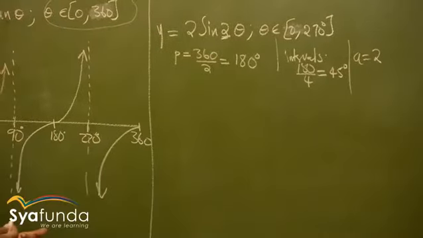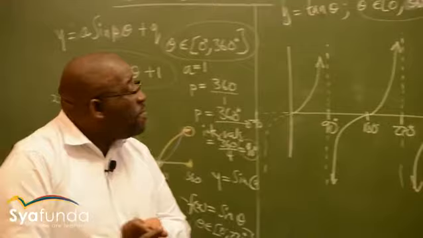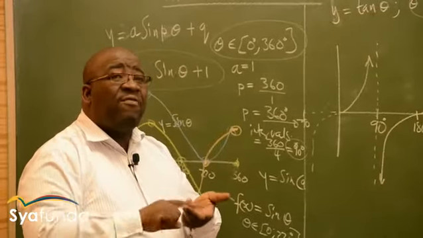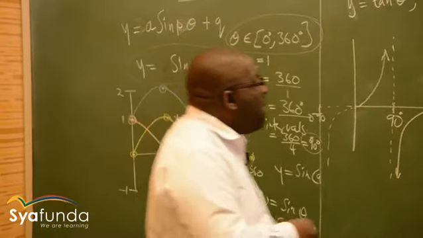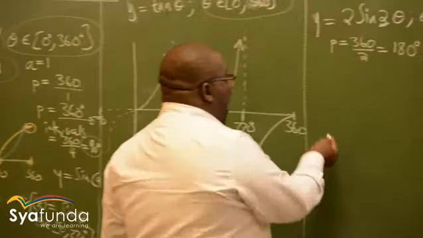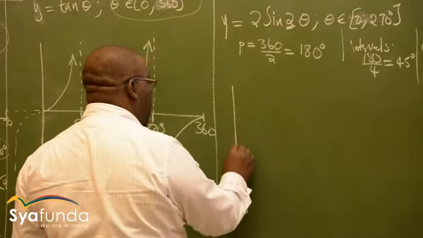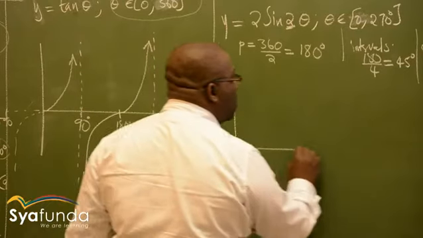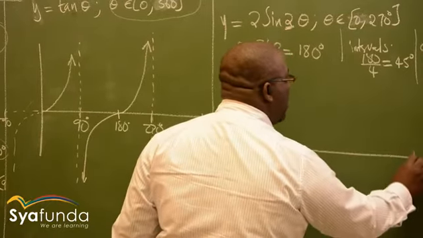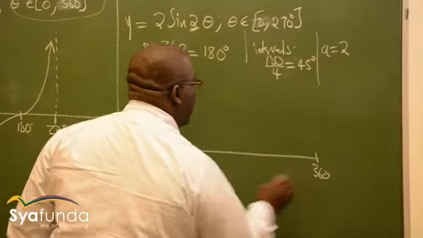Now I can sketch my graph. I do have my amplitude, I do have my period, and I do have my intervals. How do I step up my graph? Right, let's do it. I know that generally I will have it like this, 360.